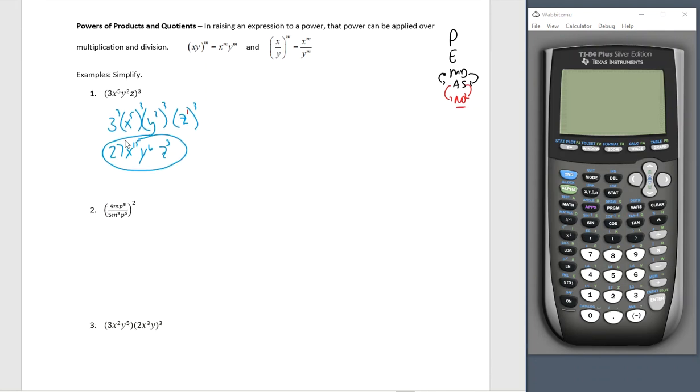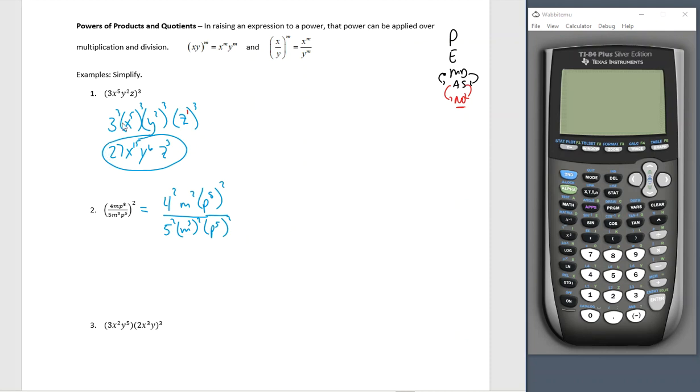In number 2, we're going to use the powers of products and quotients at the same time, because this squared on the outside is going to everything in the numerator and everything in the denominator, using the quotient rule, and then inside the numerator to each of the terms, using the product rule. So here we have 4 squared, m squared, p to the 8th squared, over 5 squared, m cubed squared, p to the 5th squared.